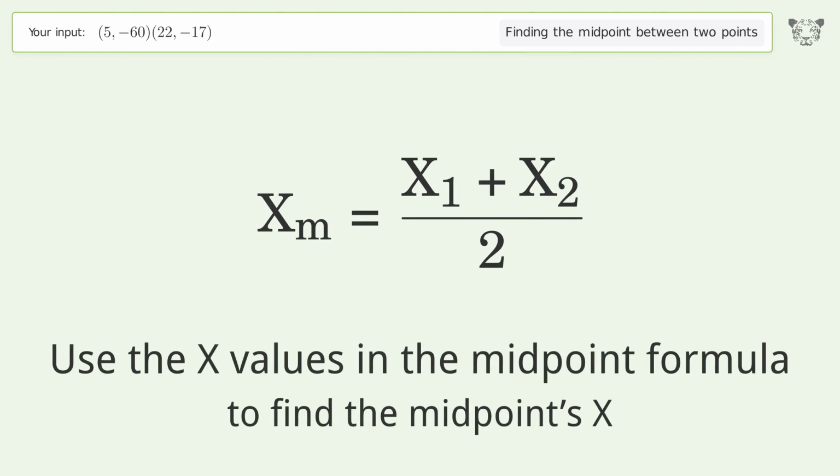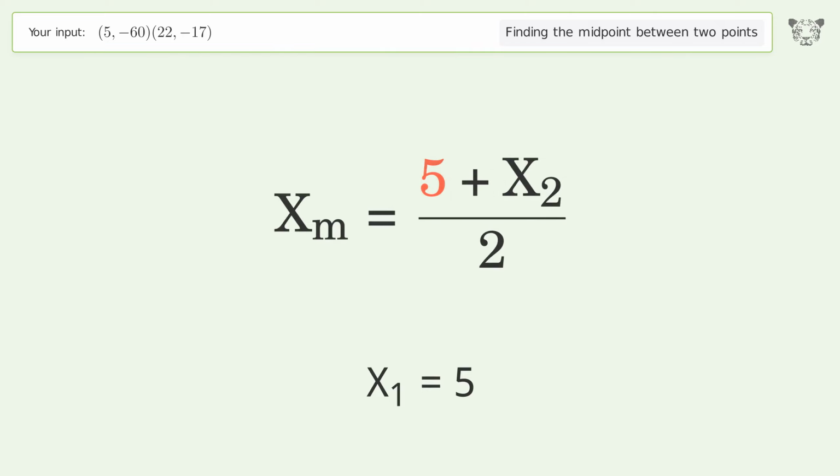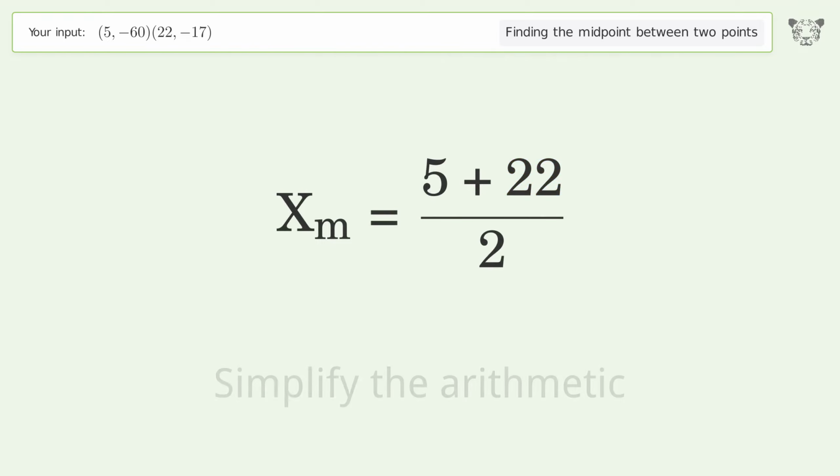Use the x values in the midpoint formula to find the midpoint's x. x1 equals 5. x2 equals 22. Simplify the arithmetic.